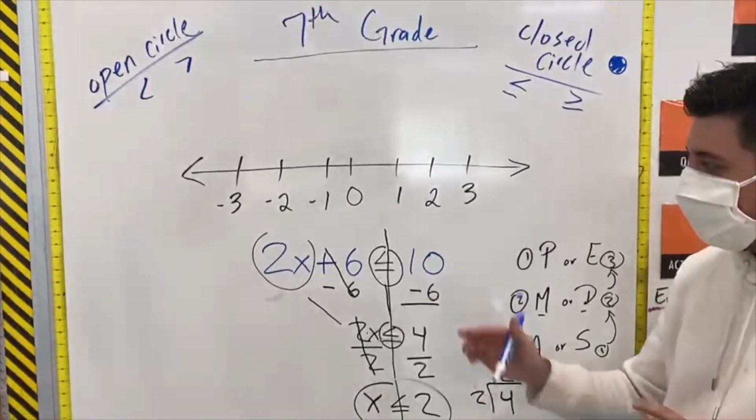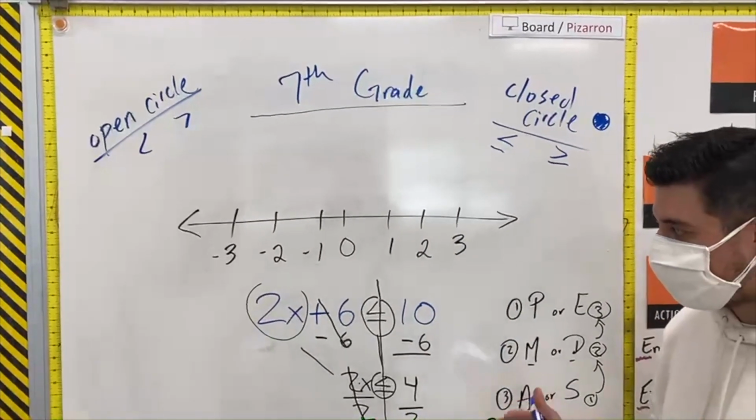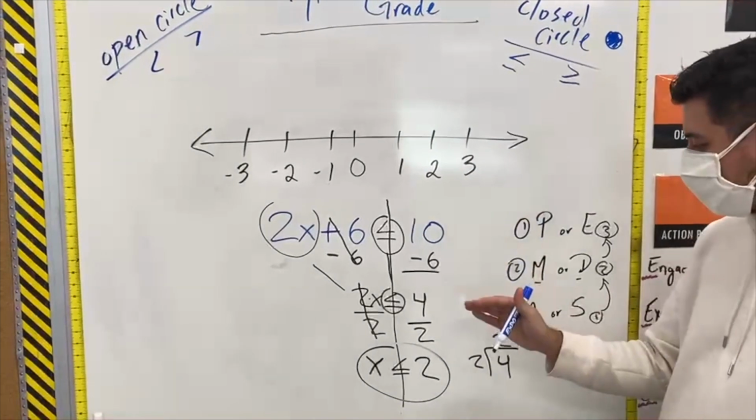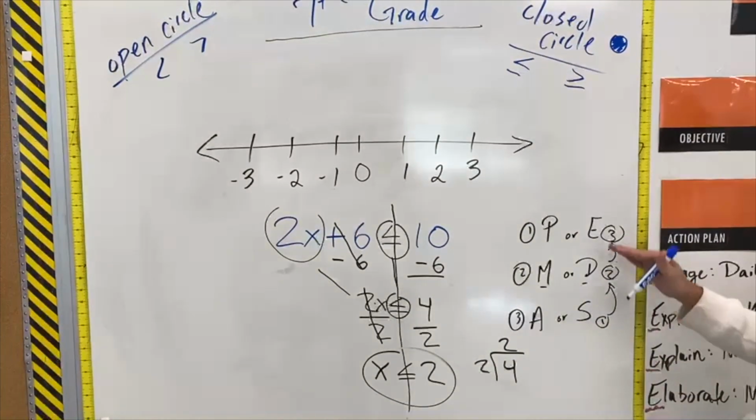So x is less than or equal to 2, guys. That is how we solve for these inequalities. Remember, it's just like solving for x whenever we did equations. It's the same exact steps, order of operations, but we do it backwards.